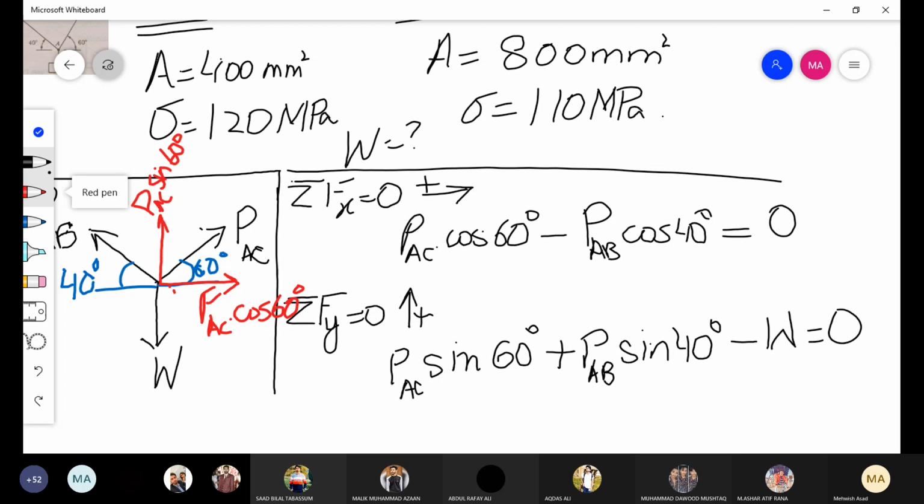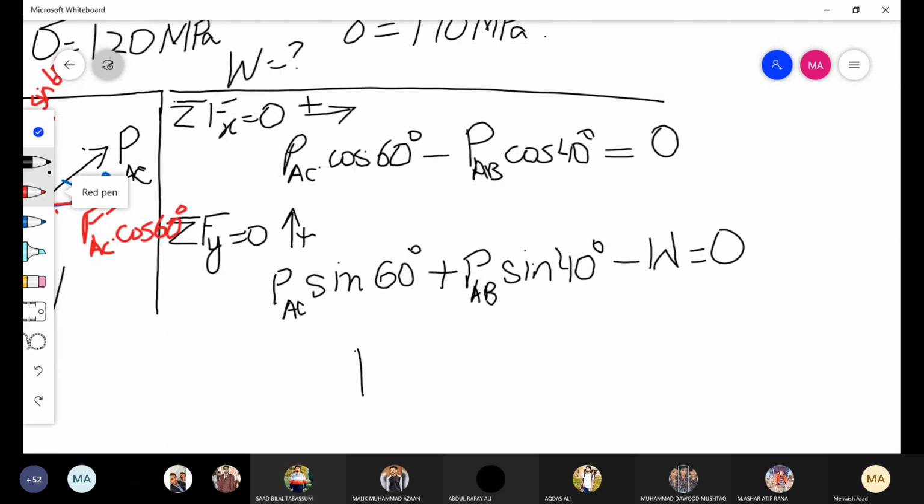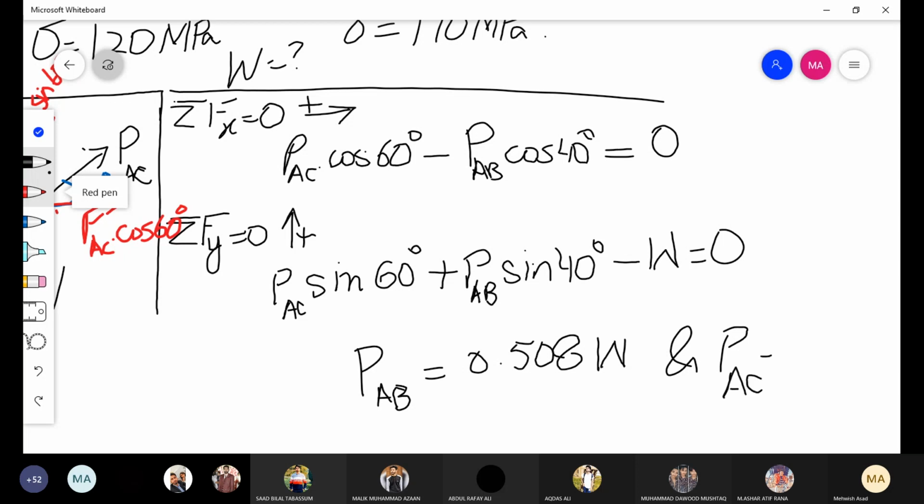So if you solve these two equations simultaneously, you can get the result of PAB is equal to 0.508 W, and second equation becomes PAC is equal to 0.778 W. Means internal forces are coming in terms of W. PAB in terms of W and PAC in terms of W. Now we need to calculate the value of this W. How much weight can be safely applied to the assembly? इस assembly पे आप कितना weight apply कर सकते हैं?